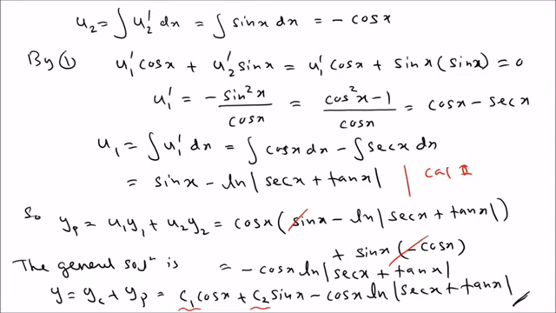The variation of parameters also has a formula, so let's discuss that, and you are allowed to use that in an exam. So let's talk about the variation of parameters formula, the formula for the variation of parameters method.